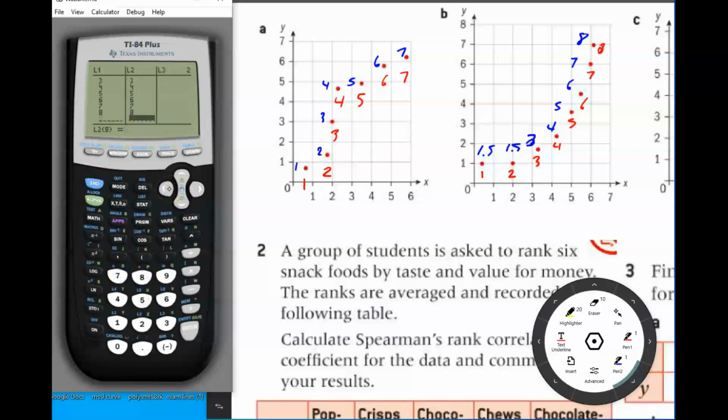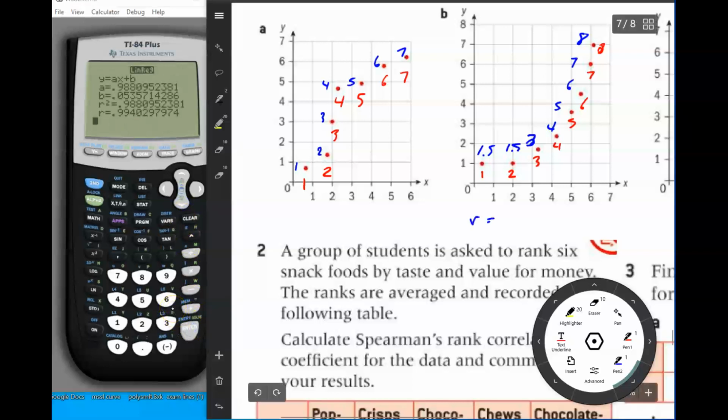We'll probably get something really close to 1, but it won't be 1, right? So then we'll go to MAIlinreg, and we'll put list 1 and list 2. And our R value is 0.994. So I'll put that our R value is 0.994.